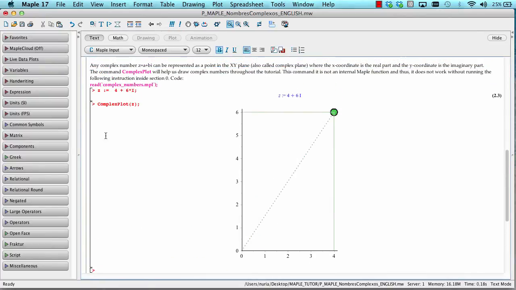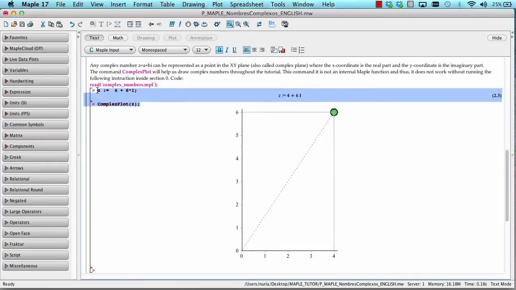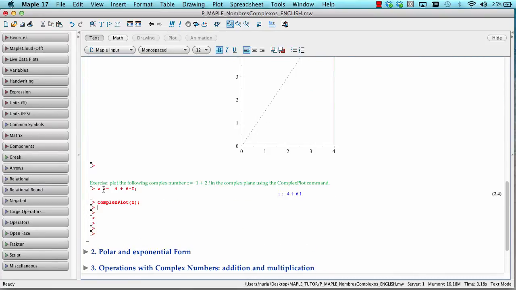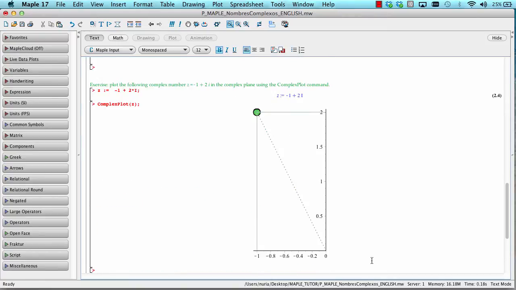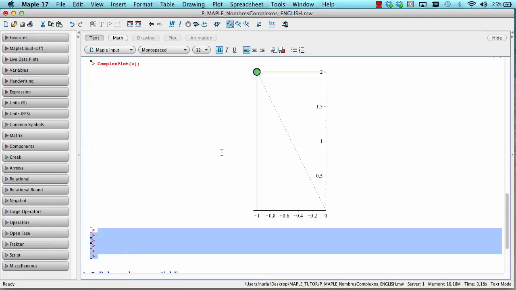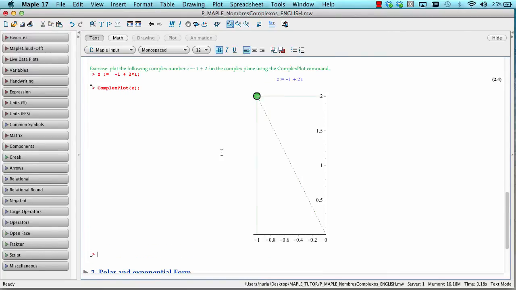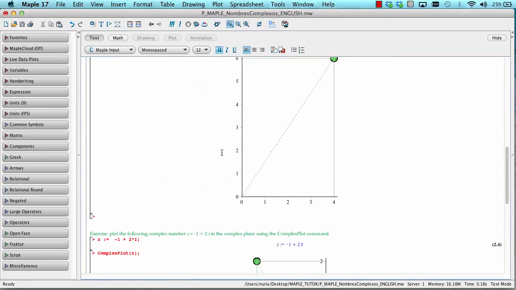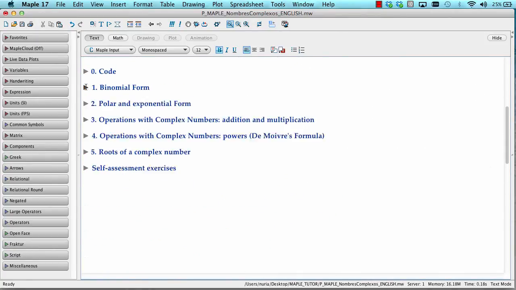And now let's copy this, because if we copy things, we will not introduce mistakes. So z in this case is -1 plus 2i, capital I, remember. And now complexplot, it should plot the point -1, 2. So -1 real part, 2 imaginary part. Okay. So this is how we define. Now we can delete this with just the delete key on the keyboard. So now you know how to define numbers in binomial form.